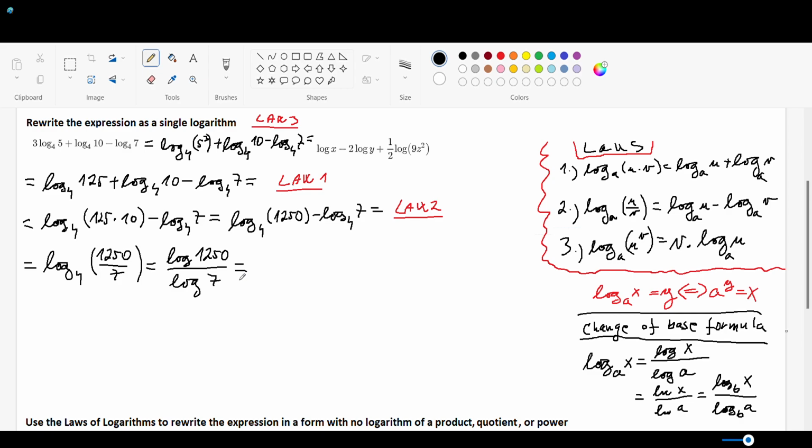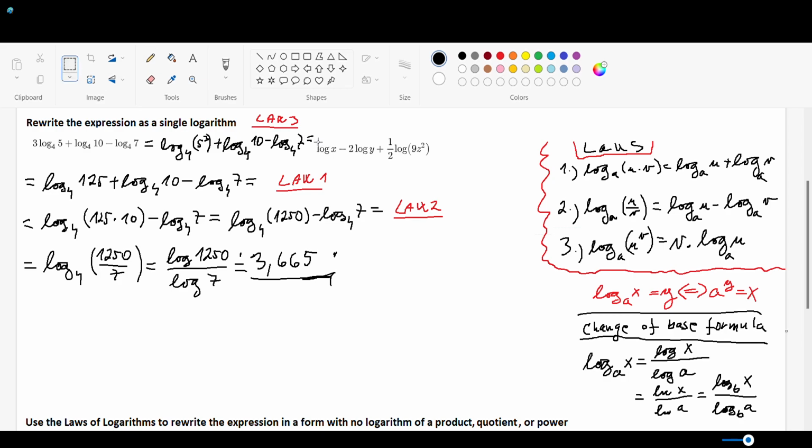Now there is only one thing you can do to evaluate this. You should use your calculator and calculate log 1250 divided by log of 7, and the result is approximately 3.66. It depends how many decimal places you want to use. In this case, let's use this result. Okay, so we are done here.